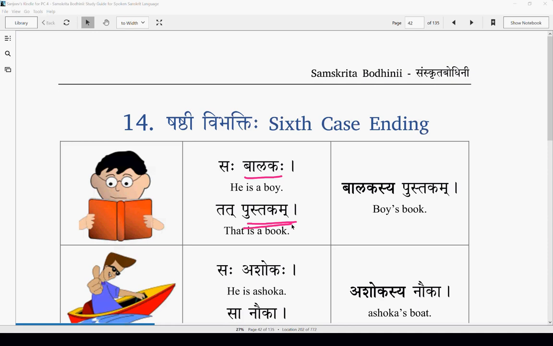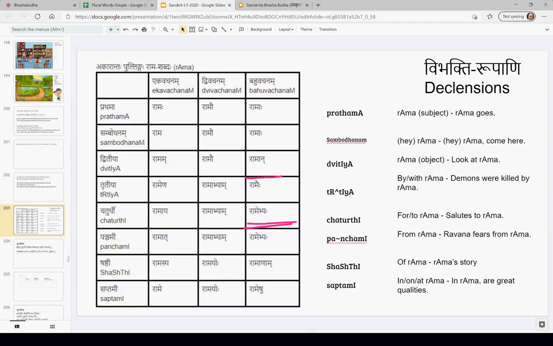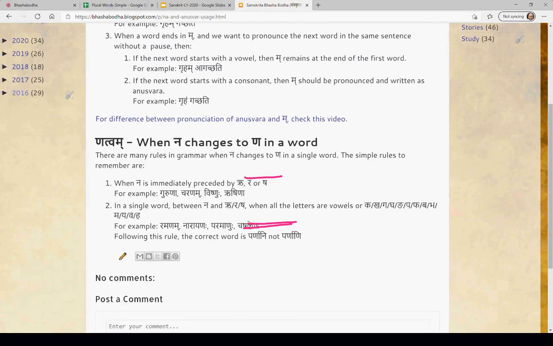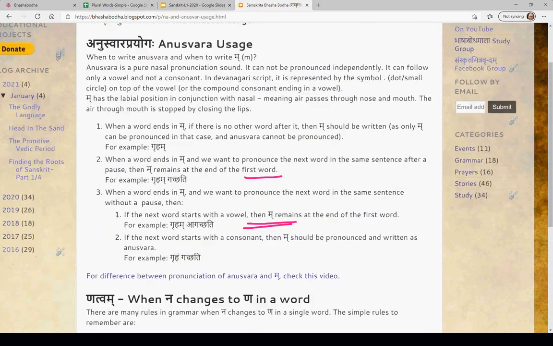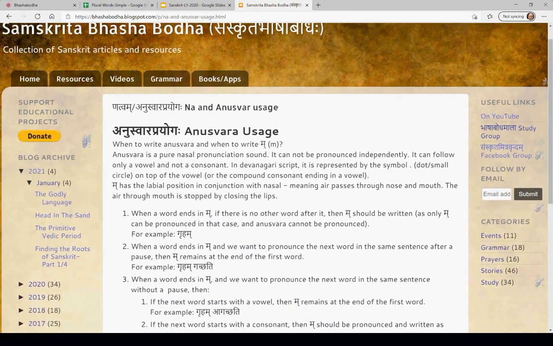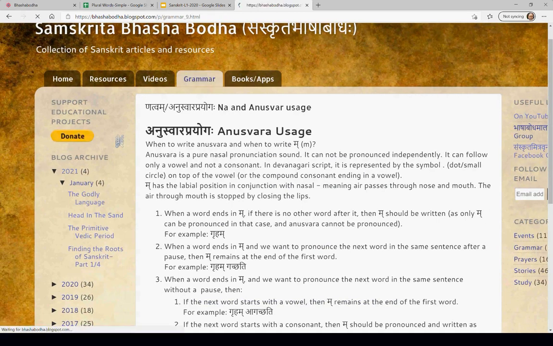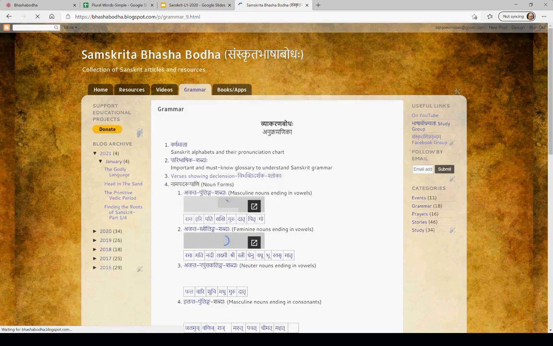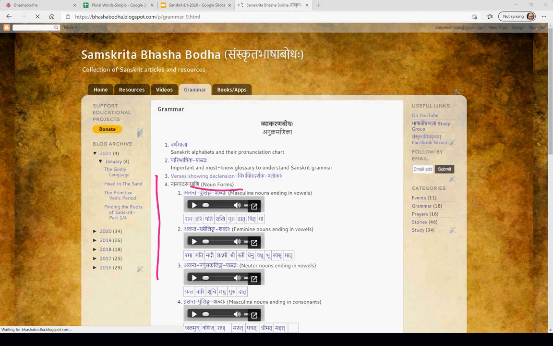So we can look up a similar declension table for the Napunsakalinga words also. I'll show you the table. Let's go to the same website, where you can form these declensions of different words. Go to this grammar tab again, and here you see the noun forms listed.